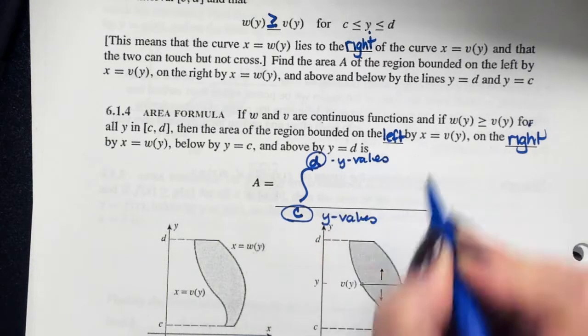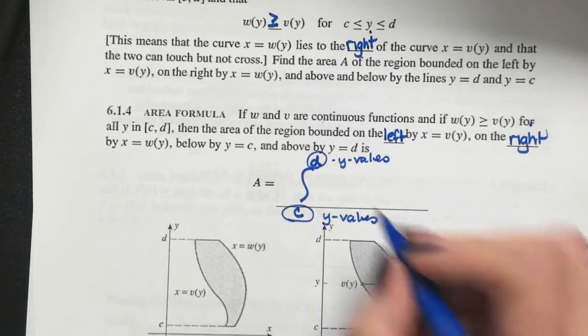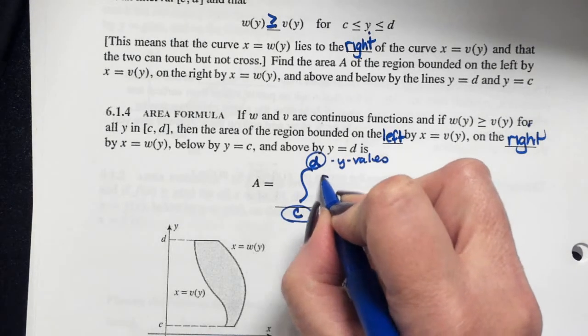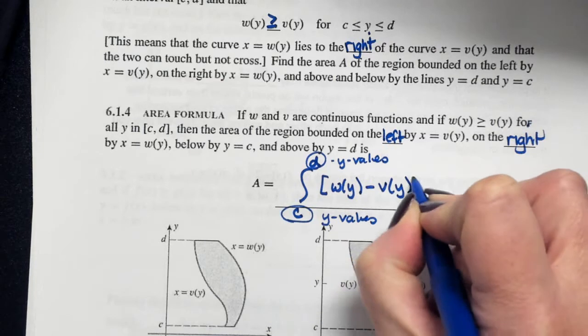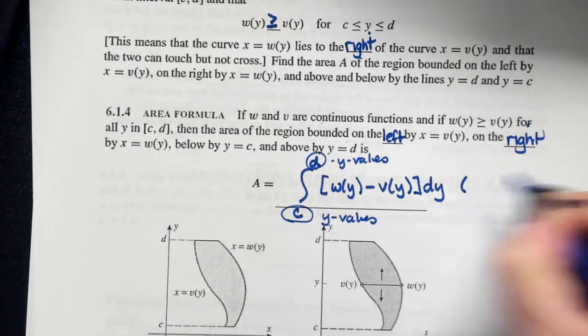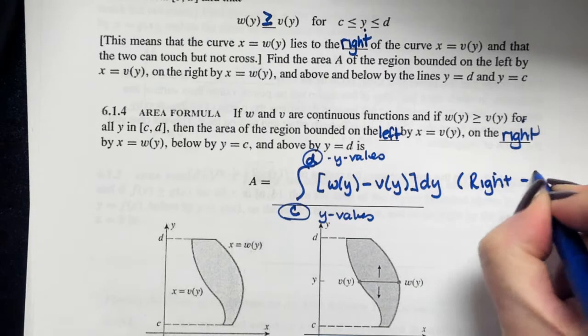And that's why on that previous problem I got in the habit of always writing the x and the y coordinate when I calculate the points of intersection. So when we're integrating, we're integrating w of y minus v of y dy. And again, what we're doing is looking at this in terms of the curve on the right minus left.